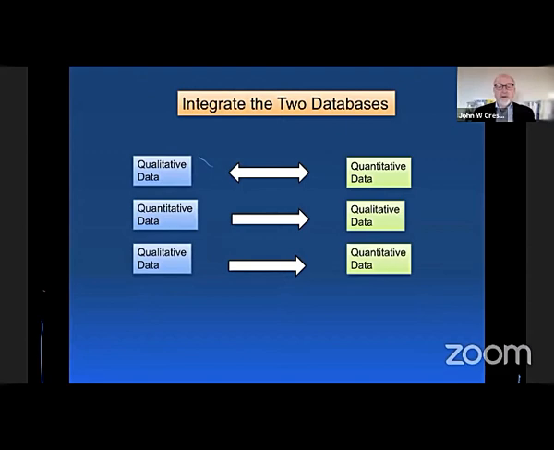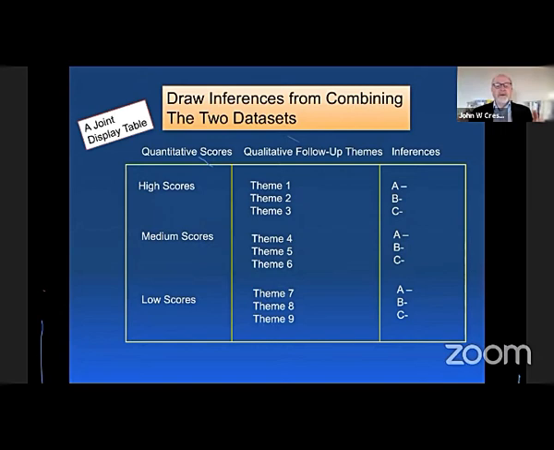And as I said, we draw inferences from combining these two databases. So an example would be, let's put together a table that has our quantitative scores on the left, and then followed up by qualitative themes, and then our interpretation in the third column. This is called a joint display table. I'm going to go into that in a little more detail. But we can draw inferences. You know, how did the people who scored high respond to the themes differently than the people who scored low? So this is a joint display table.